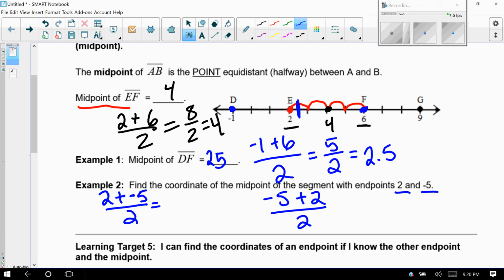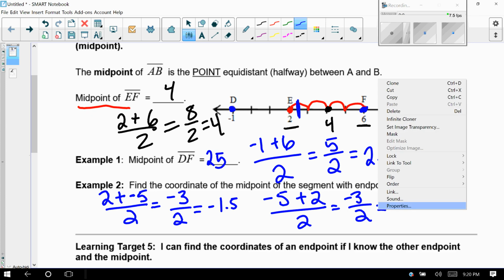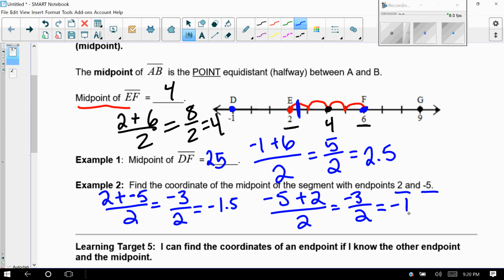-5 plus 2 is -3. 5 is bigger, so it's still negative. Divided by 2 is -1.5, or just leave it as -3/2. I'm okay with that. -5 plus 2 is -3, right? Divided by 2, which is the same thing, -3/2, 1.5. Okay. You can plot that. We don't really have a -5 on this line, so maybe try it on a different line and see how that works.